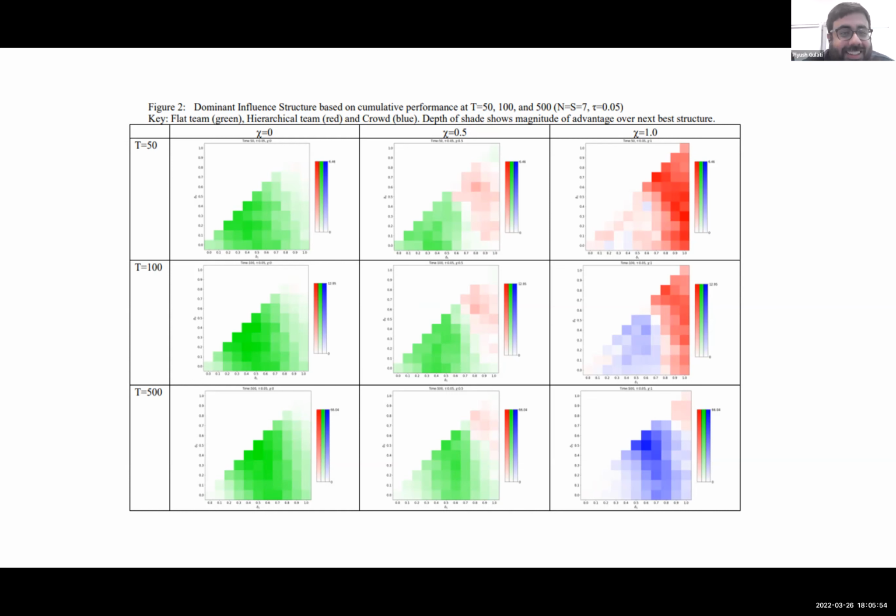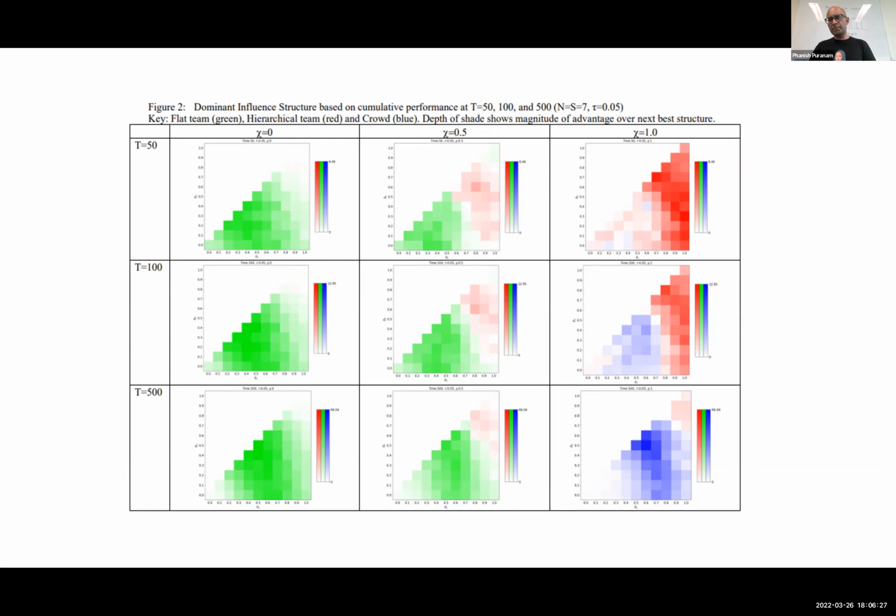Let me try one. So I think what I remember from the initial parts of the paper is that if the time period is small, and now looking at this graph when you require coordination, so if I'm looking at chi is equal to 1 and I'm looking at the top right part, at t is equal to 50, that is where the hierarchical teams would do better. Exactly. So under short time period and high dependencies, hierarchy does well.